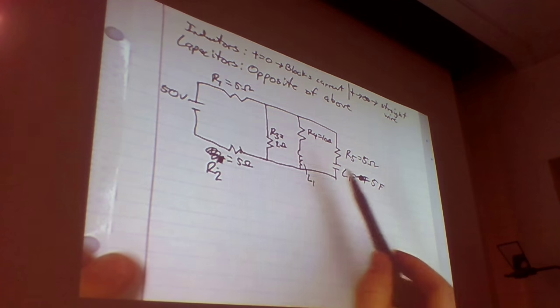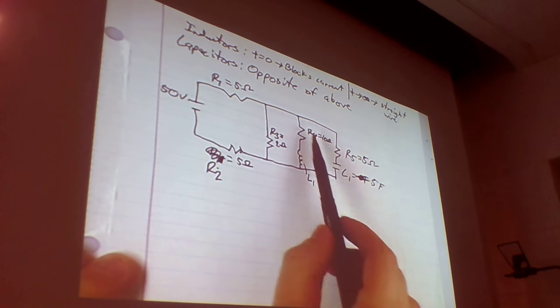So when it's a straight wire, you count the resistor. If it's a straight wire, like at t equals 0, you will count R5 but not R4. And the other way around at t goes to infinity. So when something blocks current, ignore that resistor completely. If it's a straight wire, include that resistor. It's basically like whatever it is, either the inductor or the capacitor, is not there.